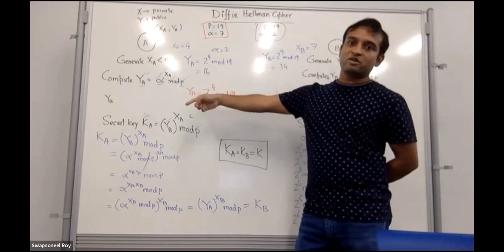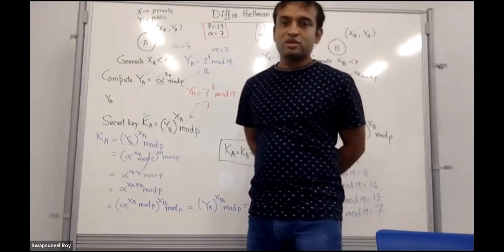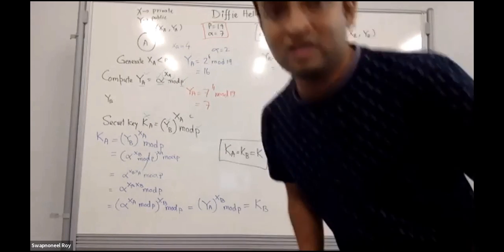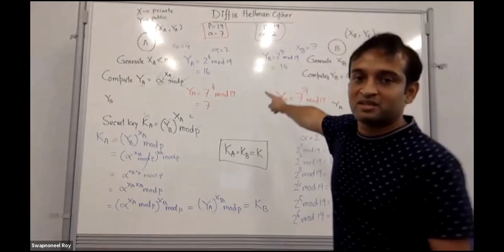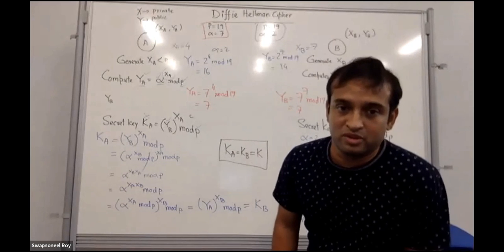Otherwise, public keys will always be different if you choose different private keys. If you do not choose a primitive root, that also might not happen. You might have the same public key values with different private keys as well. So that doesn't help you either.